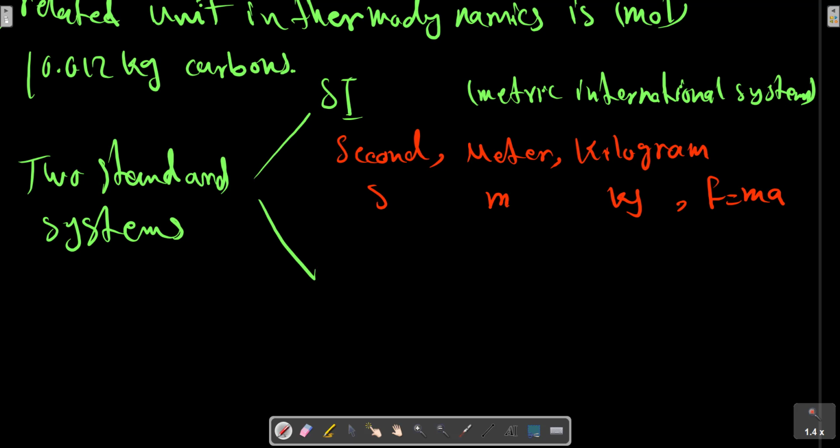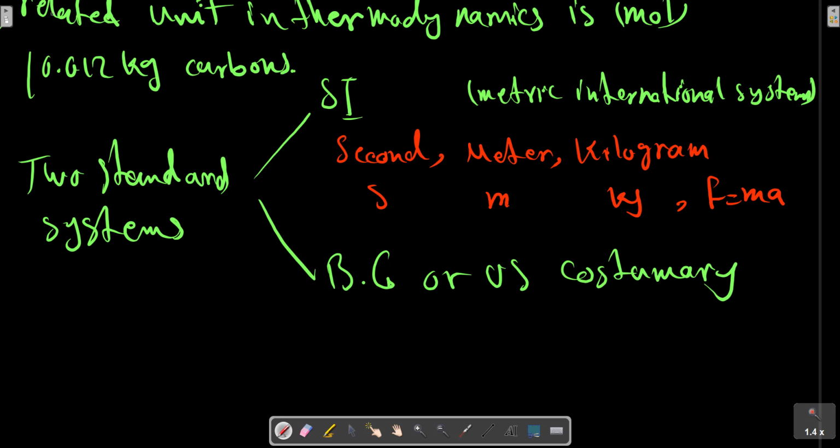The British or US customary units: in the British system we have different units for length and mass, but the same for time.